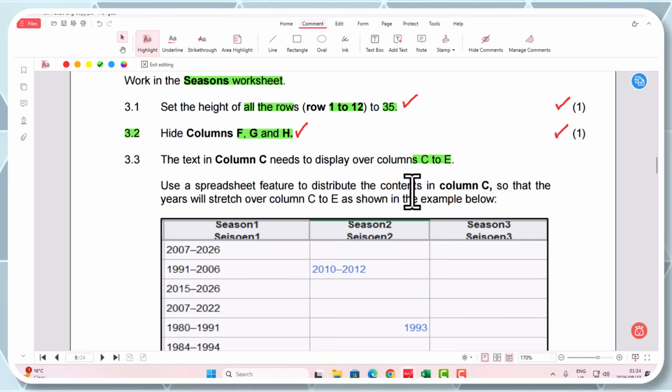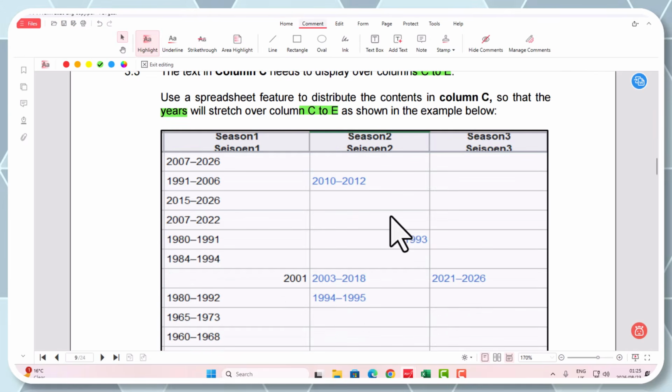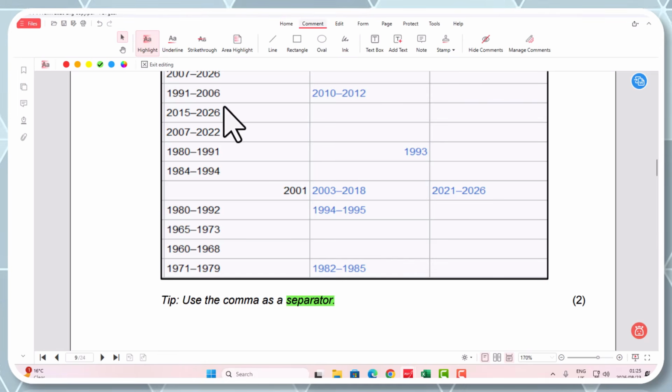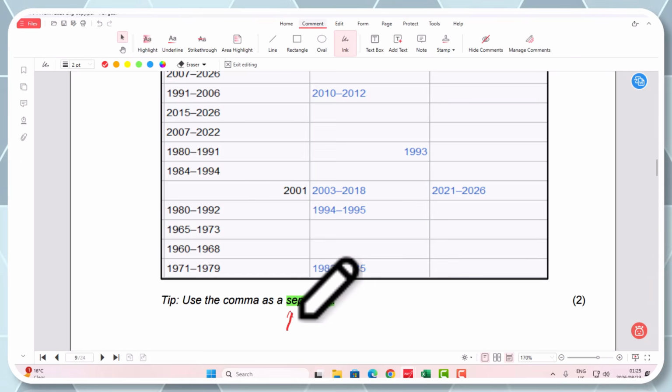Use a spreadsheet feature to distribute the contents in column C so that the years will stretch over column C to E, as shown in the example below. Now you may not use a copy function. Tip, use the comma as a separator. Now, guys, if you don't mind, that is already a tip.